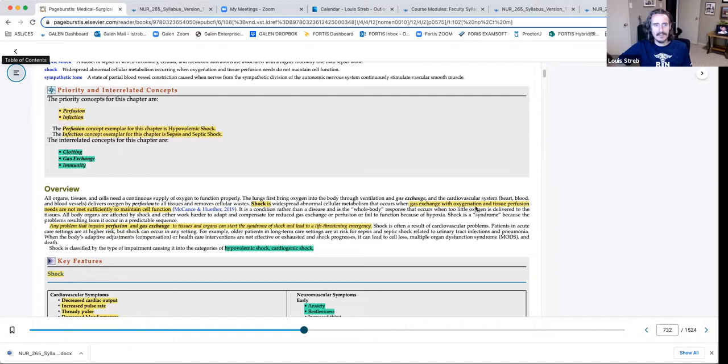Widespread lack of oxygenation. That's all this is. So any problem that impairs perfusion and gas exchange to the tissue and the organs can cause shock and a life-threatening emergency. What do we care about? There are different types of shock.